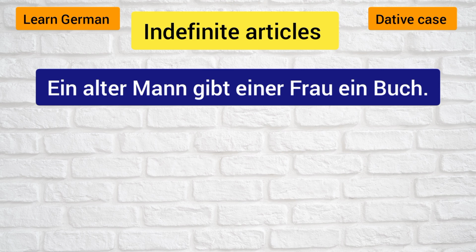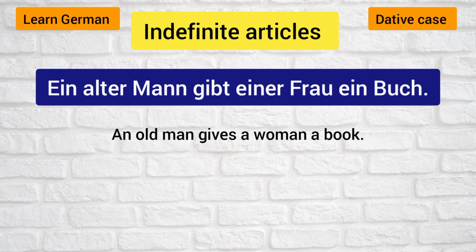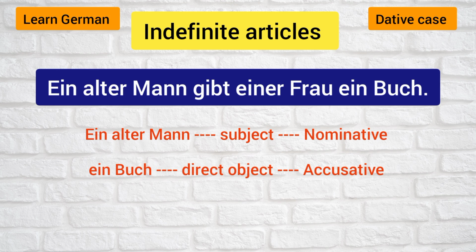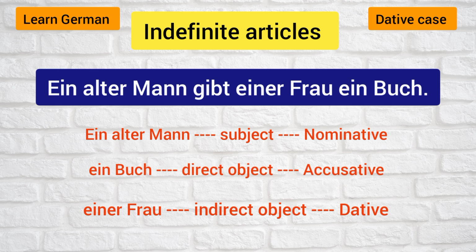Let's try this way. Ein alter Mann gibt einer Frau ein Buch. An old man gives a woman a book. In this sentence, ein alter Mann is in nominative case, ein Buch is in accusative case, and einer Frau is in dative case.